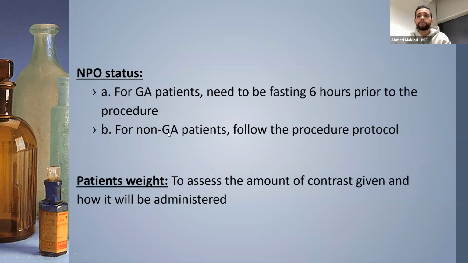All right. So to prepare, the patient has to be NPO. What does NPO mean? NPO means nothing per mouth. So the patient has to be fasting for at least 6 hours prior to the procedure. But this is only for general anesthesia patients. If you're going under general anesthesia, you have to be NPO for at least 6 hours. But if you're a non-general anesthesia patient, you can just follow the protocol of the hospital. Basically, it doesn't require fasting. You need fasting if you're going under general anesthesia to prevent what? What do you want to prevent by going NPO when the patient is going under GA? Why are you making the patient fast?